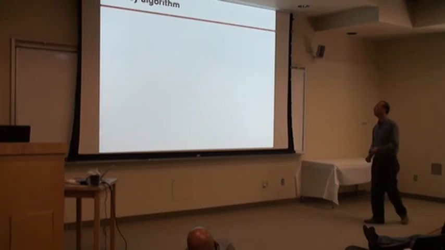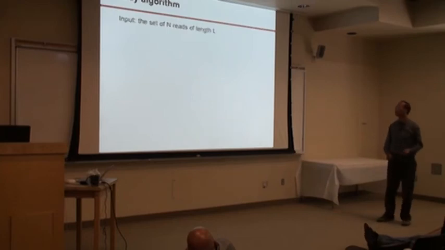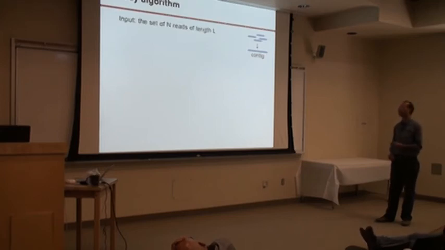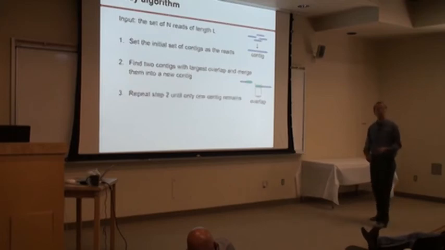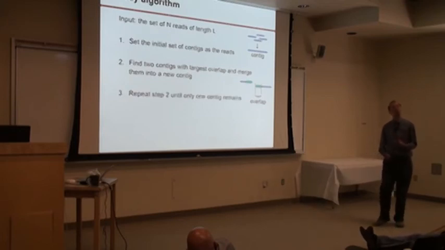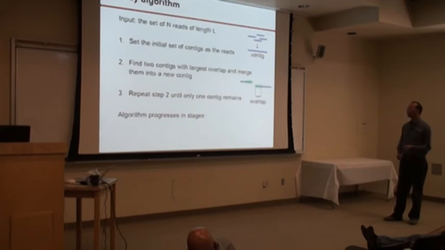All right. So it turns out that the greedy algorithm solves the problem. Here's the algorithm. You take your n reads of length L. The idea is that you merge these reads together to form so-called contigs, which are longer consecutive segments. You set the initial set of contigs as the reads. You find two contigs with the largest possible overlap, and then merge them together into a new contig. You apply this process recursively until you get only one contig. This is a pretty natural algorithm. It will be the first thing that anyone can think of in the first 5 to 10 minutes. And what we show is that this algorithm is the one that does the job.